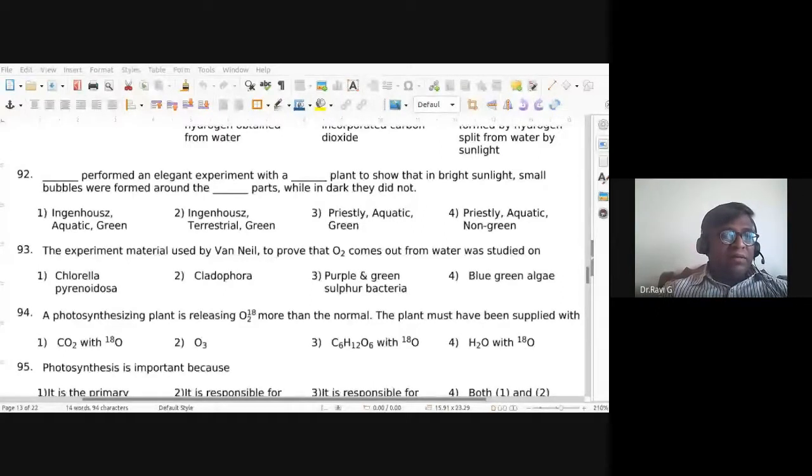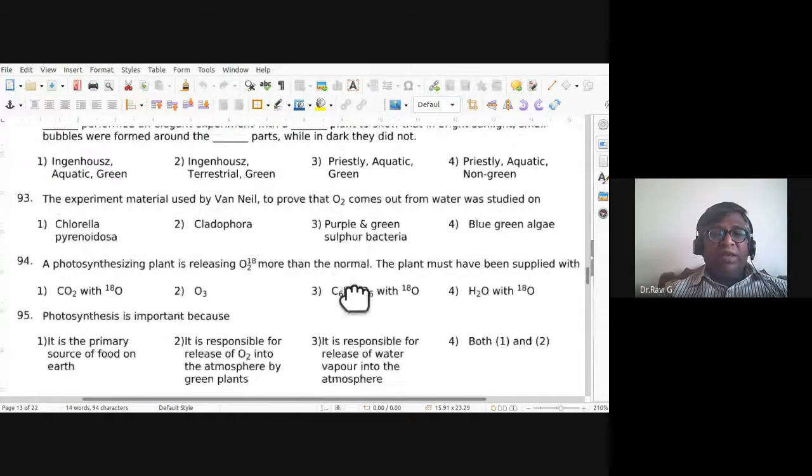Third question, that is the 93rd question. The experiment material used by Van Niel to prove that oxygen comes out from water was studied on Chlorella pyrenoidosa, Cladophora, purple and green sulfur bacteria, or blue-green algae. The experiment material used by Van Niel to prove that oxygen comes out from water was purple and green sulfur bacteria. So the third option is the correct one.